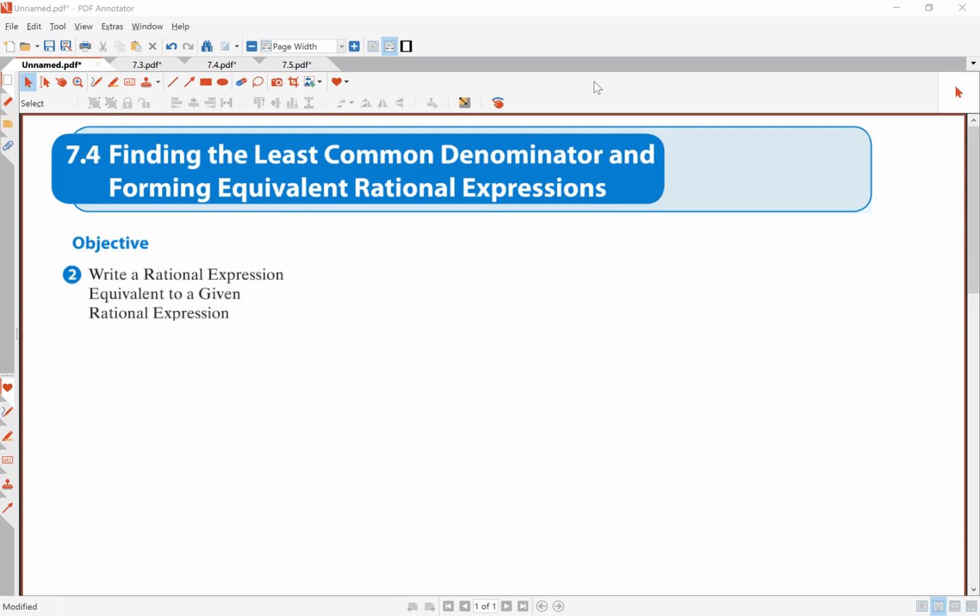This video covers 7.4, finding the least common denominator and forming equivalent rational expressions. In this video, we'll cover objective 2: write a rational expression equivalent to a given rational expression.